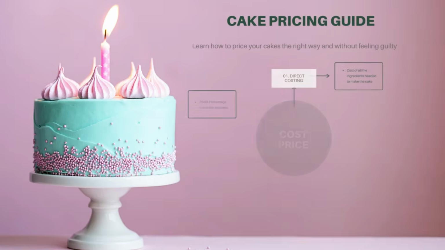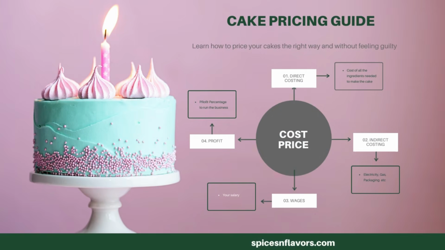So now all this was your cost price. What about profit? A business cannot run without profit, right? So the fourth thing that you have to consider is adding a profit percentage. This is up to you. You can add a small amount of profit percentage to your cake price and derive the total value of your cake. So yes, that was how you calculate the price of a cake, which is the cost of ingredients, the direct costing, the indirect costing, the labor cost and profit.